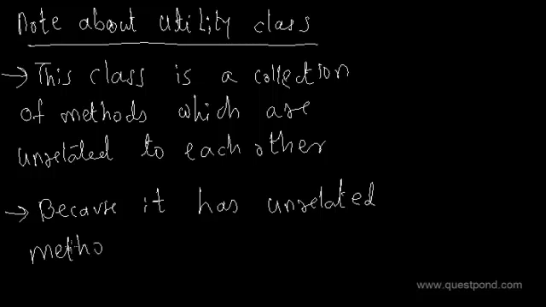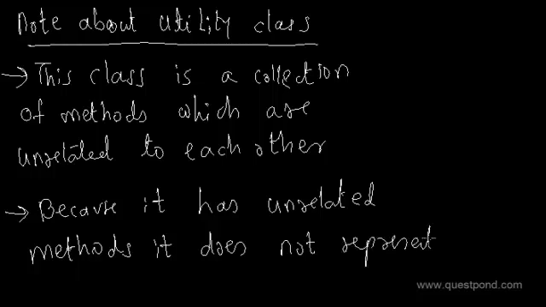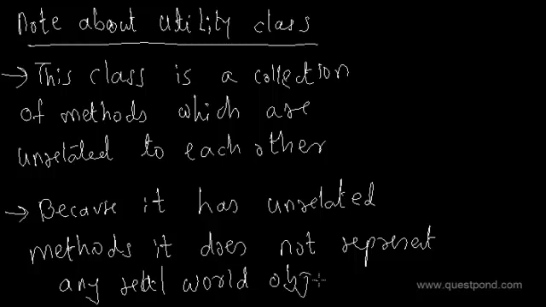Now, because it has unrelated methods and functions and logic, it does not represent any real-time objects. In other words, when we talk about object-oriented programming, or when we talk about classes, classes actually represent some kind of real-world object.